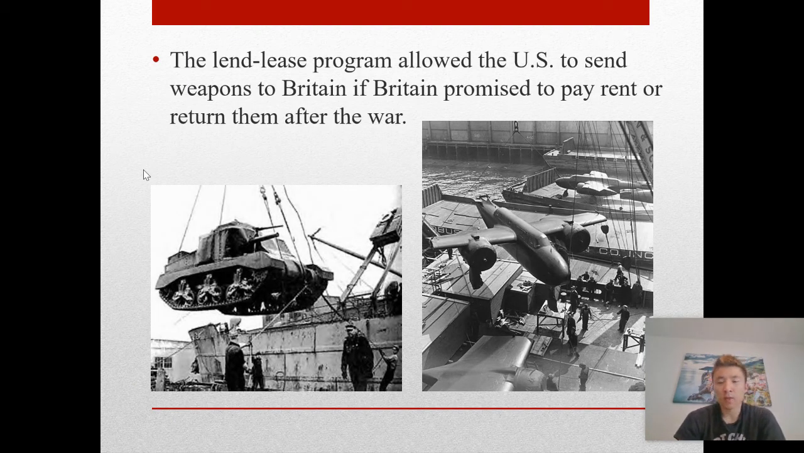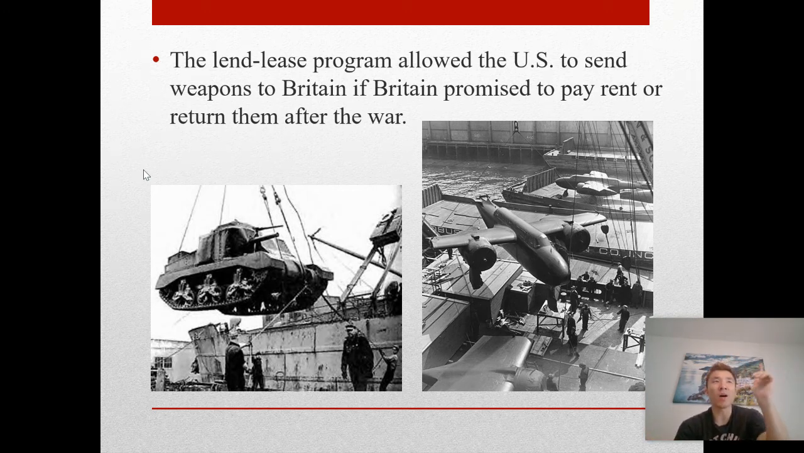Also, during the war effort, the United States signs on to what's called the Lend-Lease Program that allowed the United States to send weapons to Britain if Britain promised to pay rent or return them after the war. This is always a funny one. The Lend-Lease program, the word lend, if you lend something to somebody, it means you let them borrow something. And my question to this is, how do you borrow a bullet?